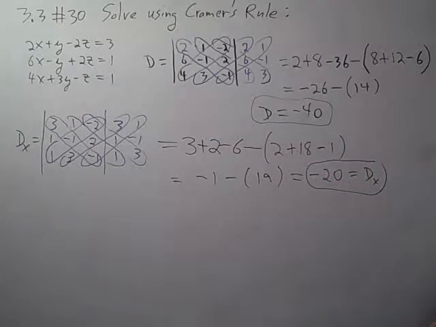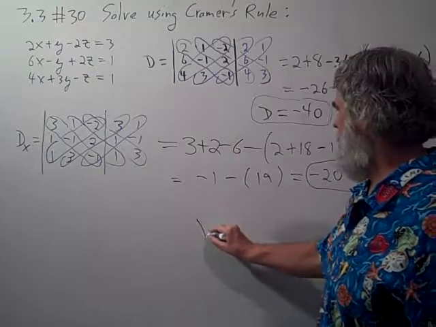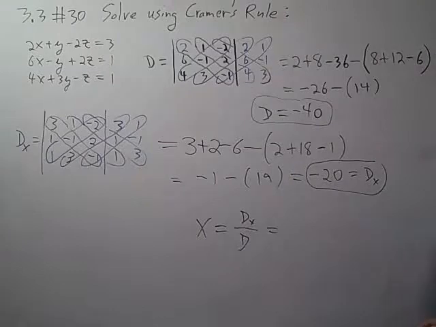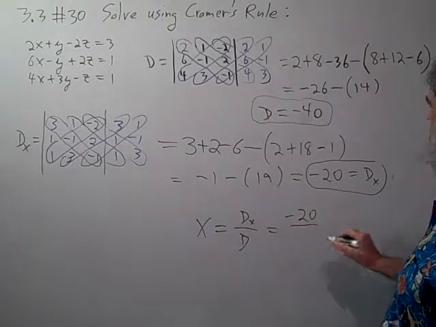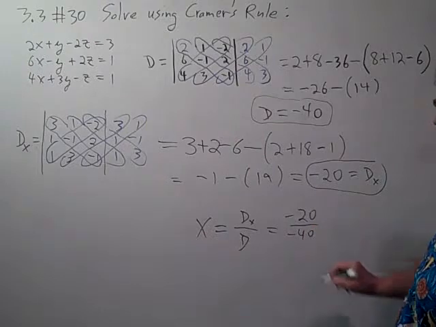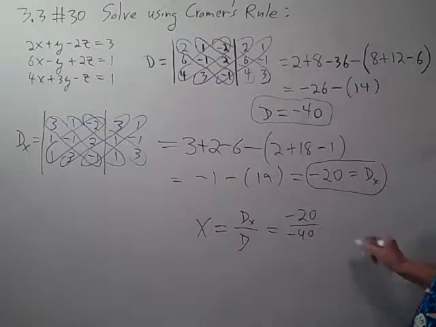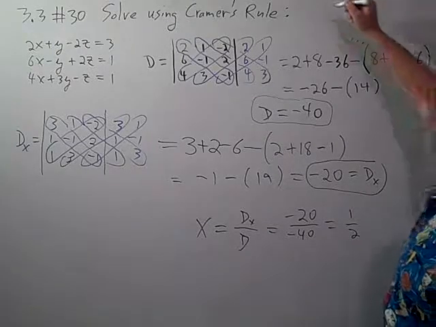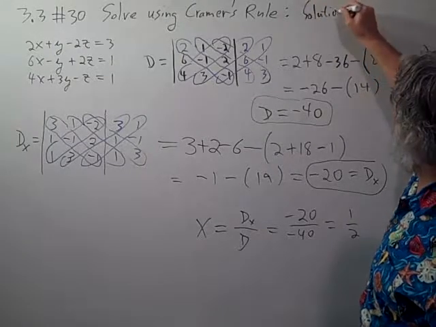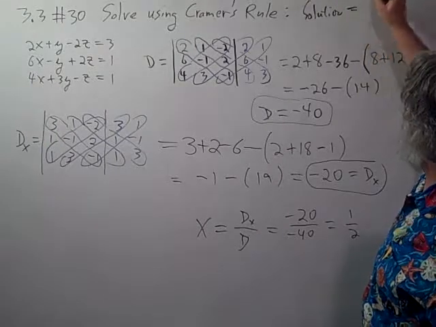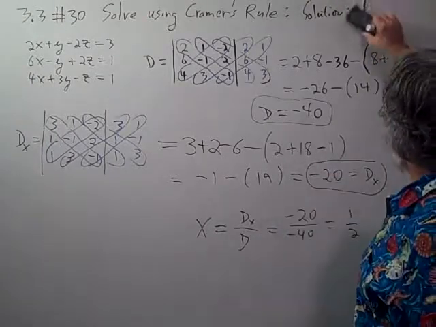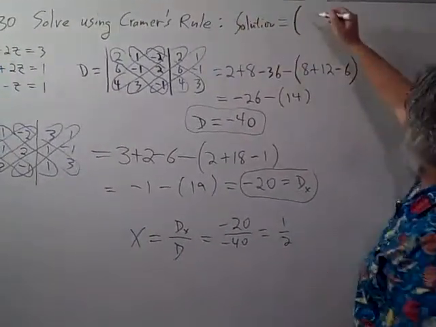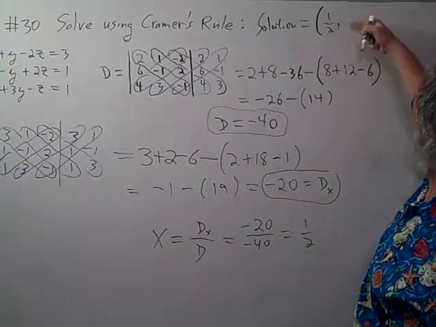So now that we know D sub x and we know D, we can find x, because x is simply D sub x divided by D. D sub x we found to be negative 20. D we found to be negative 40. And negative 20 divided by negative 40 is 1/2. So here's the x coordinate of our solution point, 1/2. We still have y and z to find.